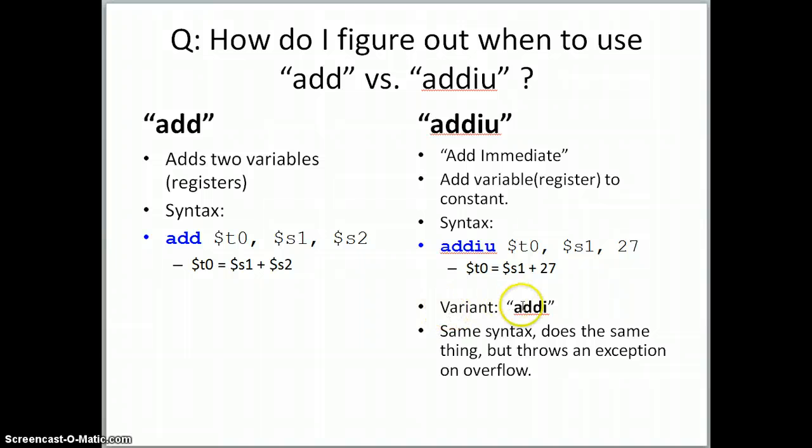Now, where some of the confusion comes from is that there's a variant called addi, which drops the u. The difference is that it's the same syntax, it does the same thing, but it throws an exception on overflow. We're not catching exceptions, so whenever we need to do an addi, add immediate, or add a constant, we use the addiu just to be safe.